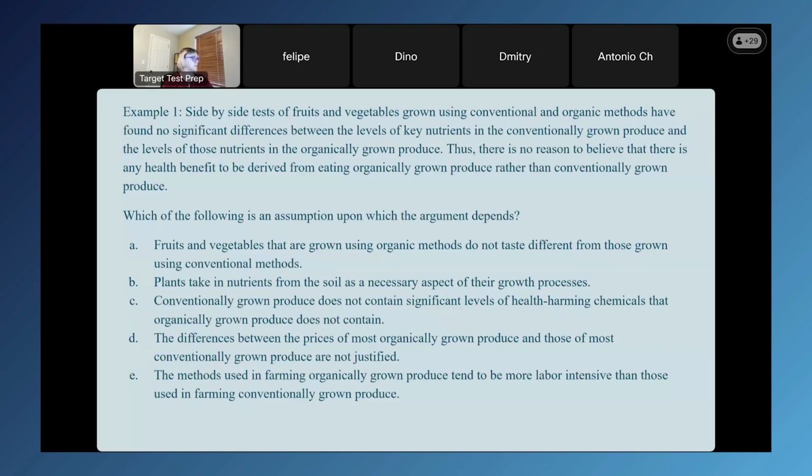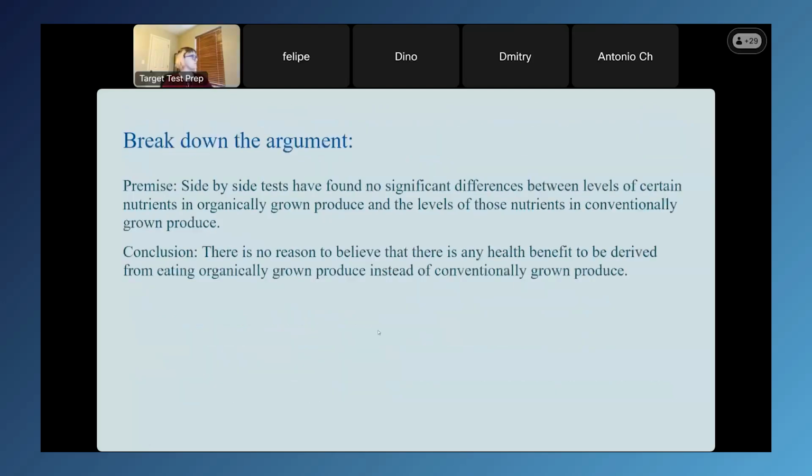D, the differences between the prices of most organically grown produce and those of most conventionally grown produce are not justified. We aren't talking about price here, we're talking about health benefits. And E, the methods used in farming organically grown produce tend to be more labor intensive than those used in farming conventionally grown produce. That's a little bit out of scope too. We're not talking about labor efforts. We're simply talking about health benefits. So, do we all feel pretty good about that one? It was C.